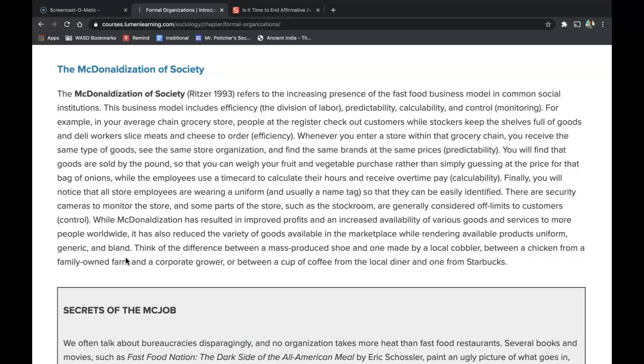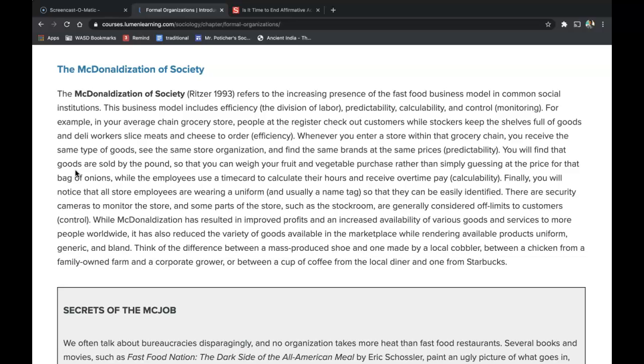For example, in your average chain grocery store, people at the register check out customers while stockers keep the shelves full of goods and deli workers slice meats and cheese to order efficiently. But whenever you enter a store within a grocery chain, you receive the same type of goods, see the same store organization, and find the same brands at the same prices predictably.